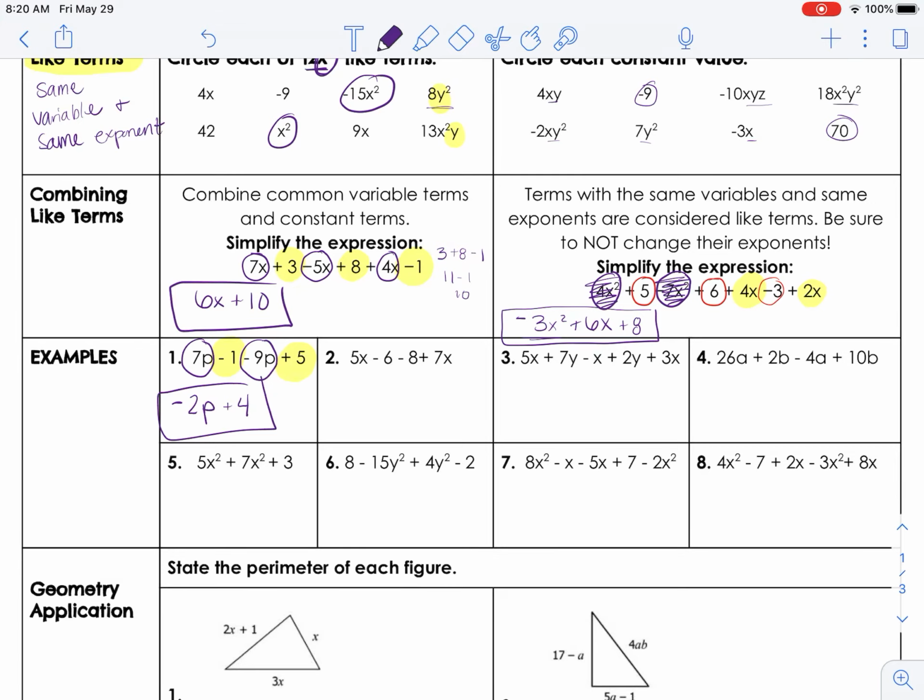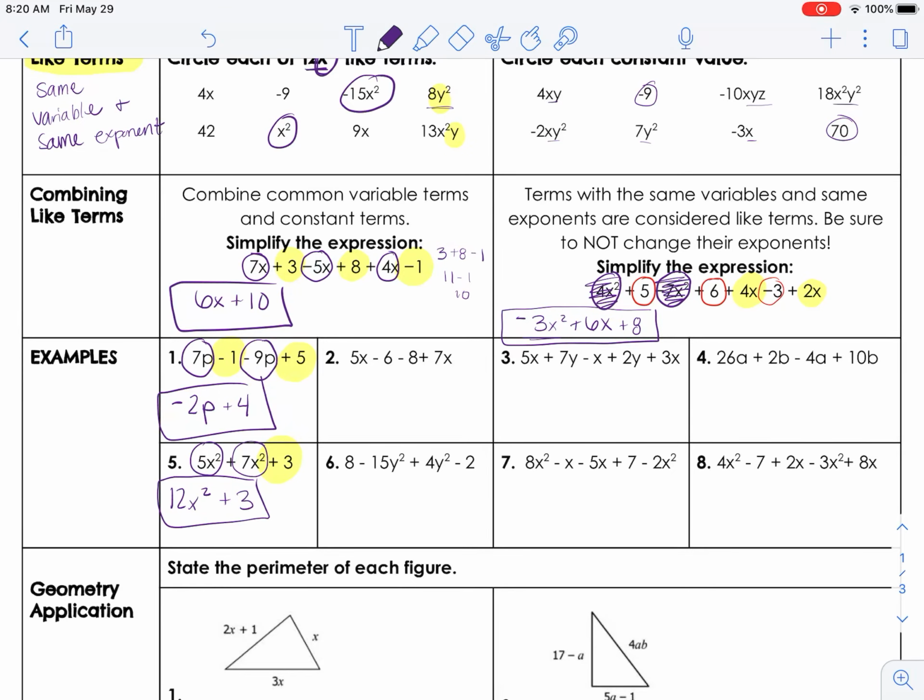Let's look at number 5. We'll do that one. So I've got my x squared. I need to combine those. So I've got 5x squared plus 7x squared. Okay, so that's going to give us 12x squared. And then we've got our constant left over. We don't have anything to combine it with, so it's just going to be plus 3.